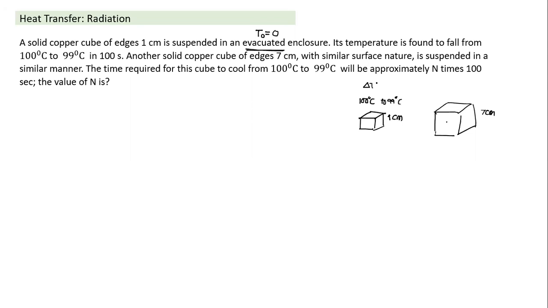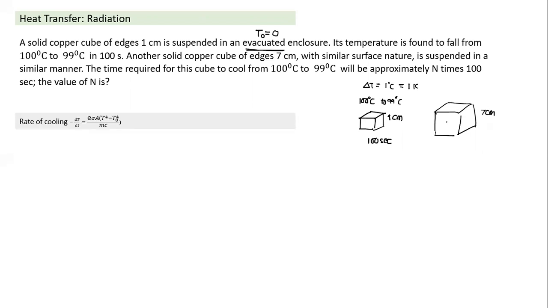What is delta T here? Delta T is equal to 1 degree centigrade, which is also equal to 1 K. That's the drop in temperature, and this has taken a time of 100 seconds. The question is how much time this will take here. How do you find out? Well, that's the case here.